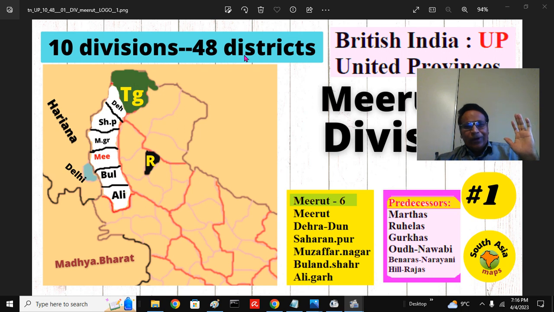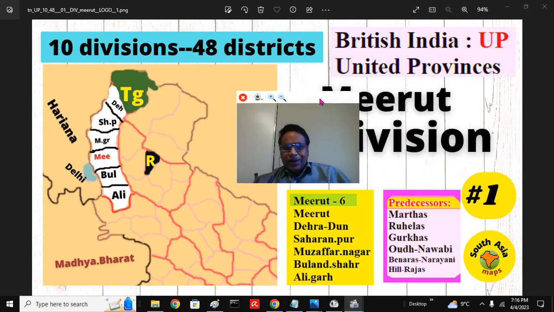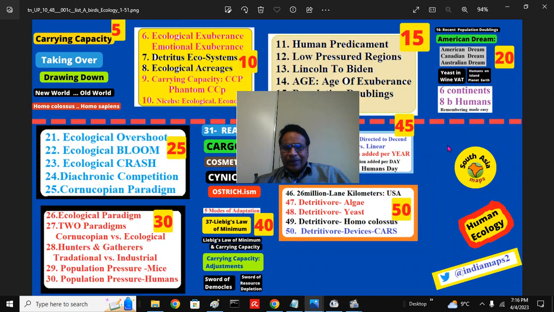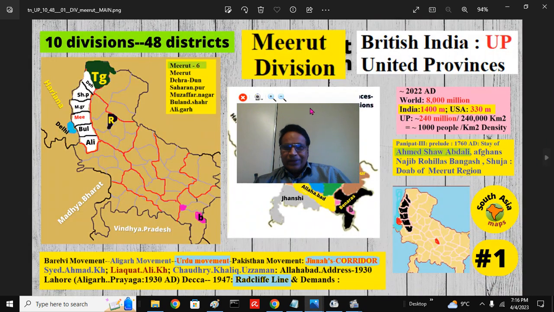So I don't want to overwhelm the audience. If you remember these 6 districts of Meerut division, that will be enough for most practical purposes. The 6 districts of Meerut.